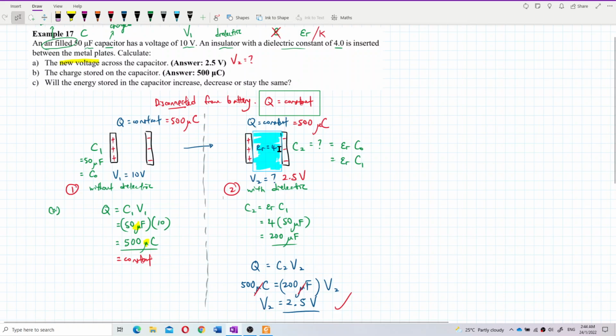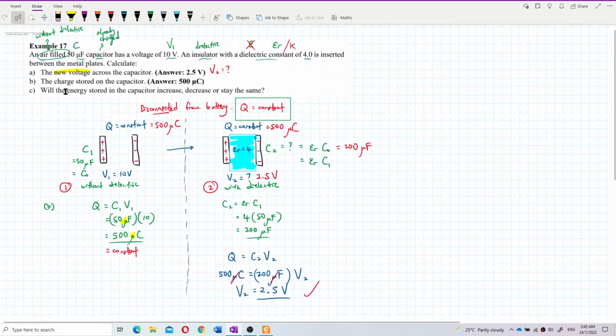So 2.5 volt I just put over here for reference later on. C2 also I got just now, 200 microfarad. I can put it over here also. I already calculated it is 200 microfarad for this one. This one I have C1, 50 microfarad. Here is 50 microfarad, here is 200 microfarad.